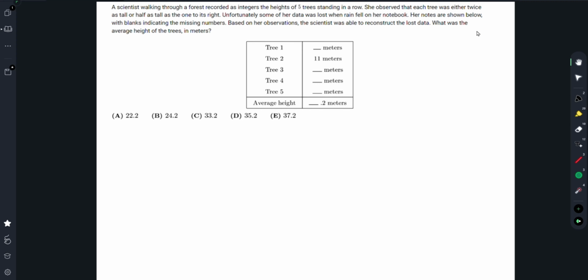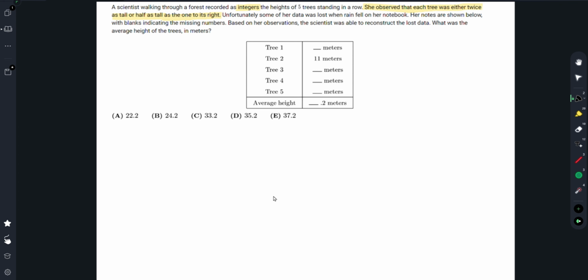So today we'll be working on the AMC8 2020 Problem 20. A scientist walking through a forest recorded as integers the heights of 5 trees standing in a row. She observed that each tree was either twice as tall or half as tall as the one to its right. Unfortunately, some of her data was lost when rain fell on her notebook. Her notes are shown below, with blanks indicating the missing numbers.